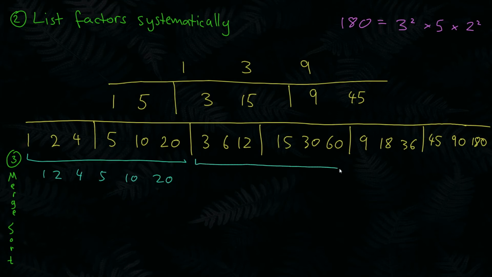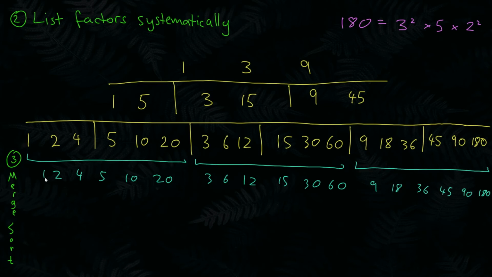And here's another ascending list. 3, 6, 12, 15, 30, 60. And here's another ascending list. Now we need to merge these sorted lists in order to build a bigger sorted list. And the way we do that is by starting off a pointer at the first number in each of these lists. And then we just compare these numbers. So we compare 1, 3, and 9. Obviously, 1 is the smallest of these numbers.